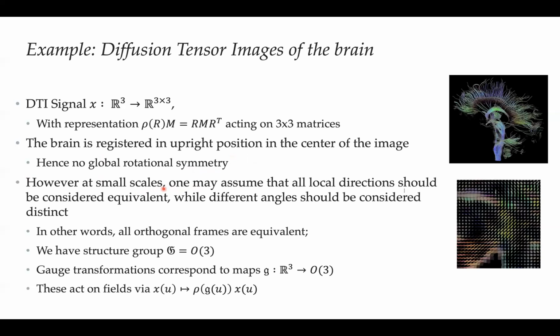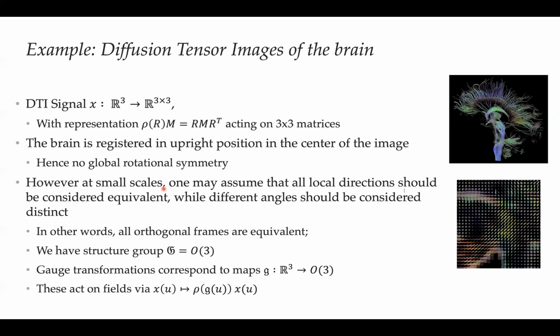So we may assume that all local directions at each point should be considered equivalent, while we still want to distinguish different angles. So we want to preserve angles. Another way to say that is that all orthogonal frames should be considered equivalent, or in other words, we have a structure group G equal to O3, the orthogonal group in 3 dimensions that contains rotations and flips.